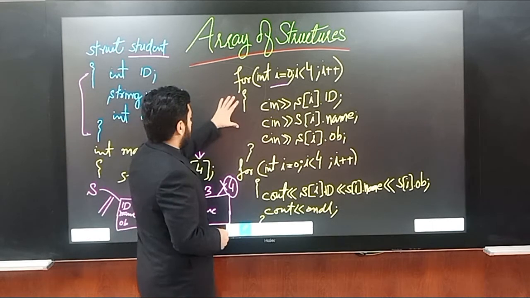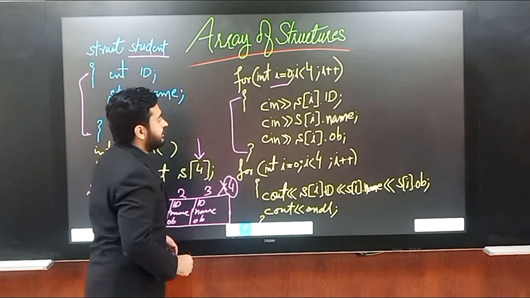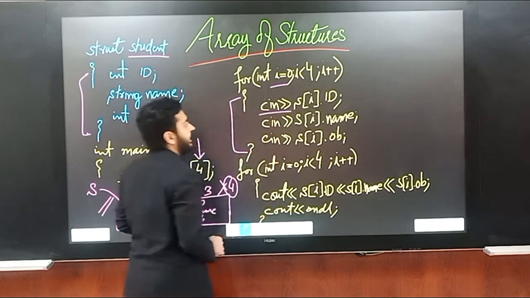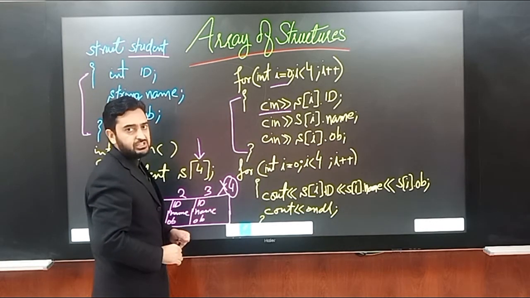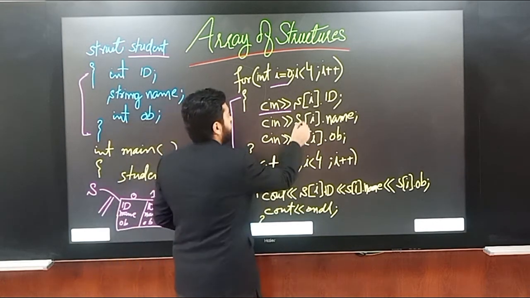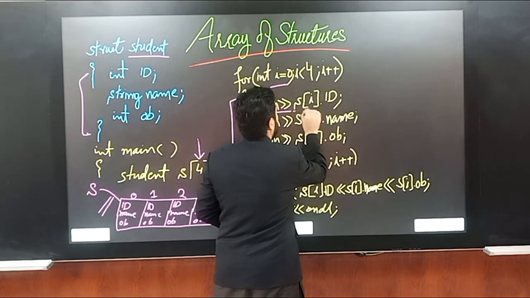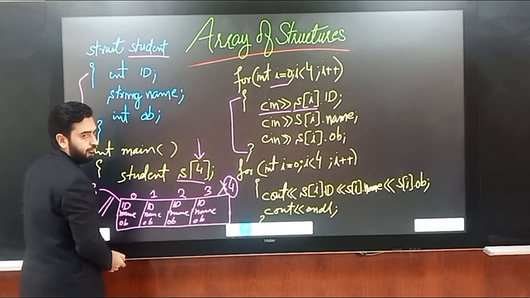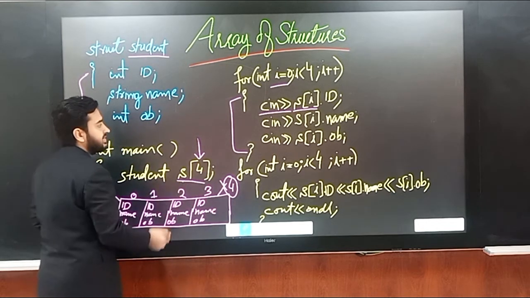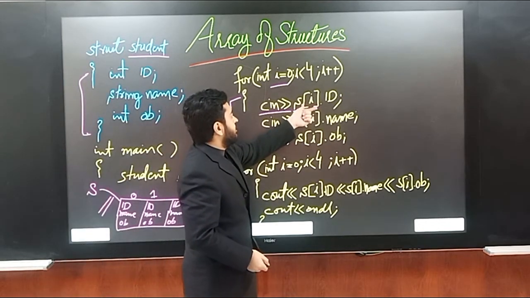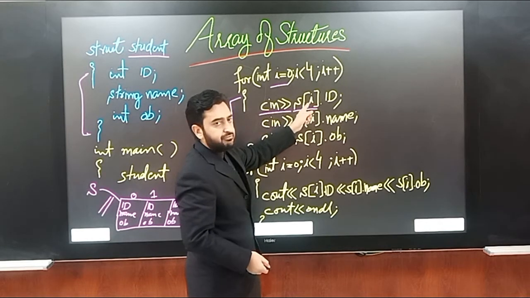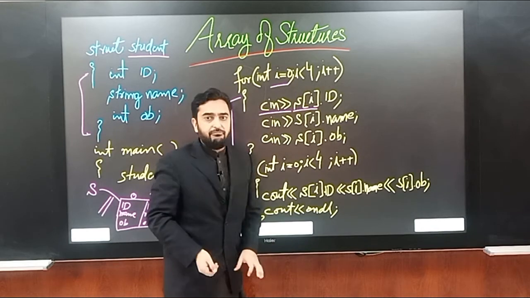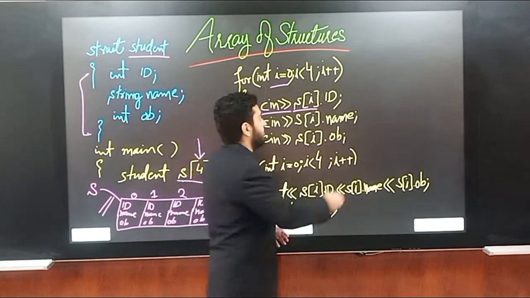This is the body of the loop, and as you can see we are going to input the value from the user using the cin object. Here you can see that we have accessed this array, S of I, and in the index we have used the variable I. So in the first iteration the value of I will be 0.